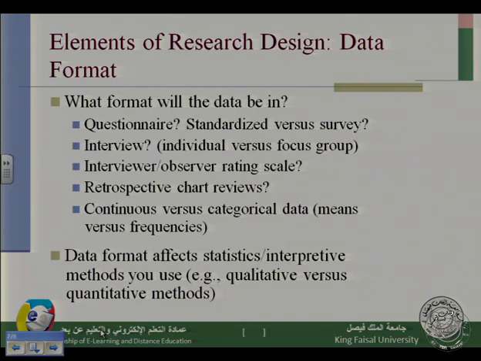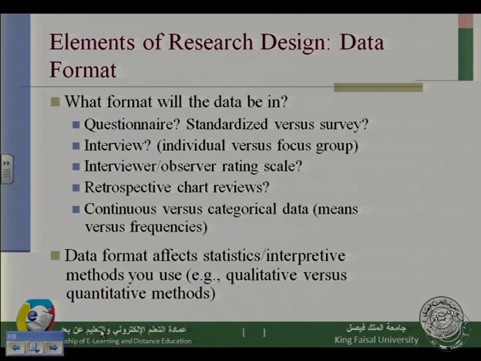And the difference between the two depends on your research objectives. Because you only want the answers for these questions, then go for the structured interview. If you want to explore more ideas, more information, go for the semi-structured interview. Interviewer observer rating scale. In an interview, you sometimes need someone to observe the interview for you, just to measure that you are fair with the interview, just to measure the validity and reliability of your questions. So sometimes you need someone to sit just to observe the interview.